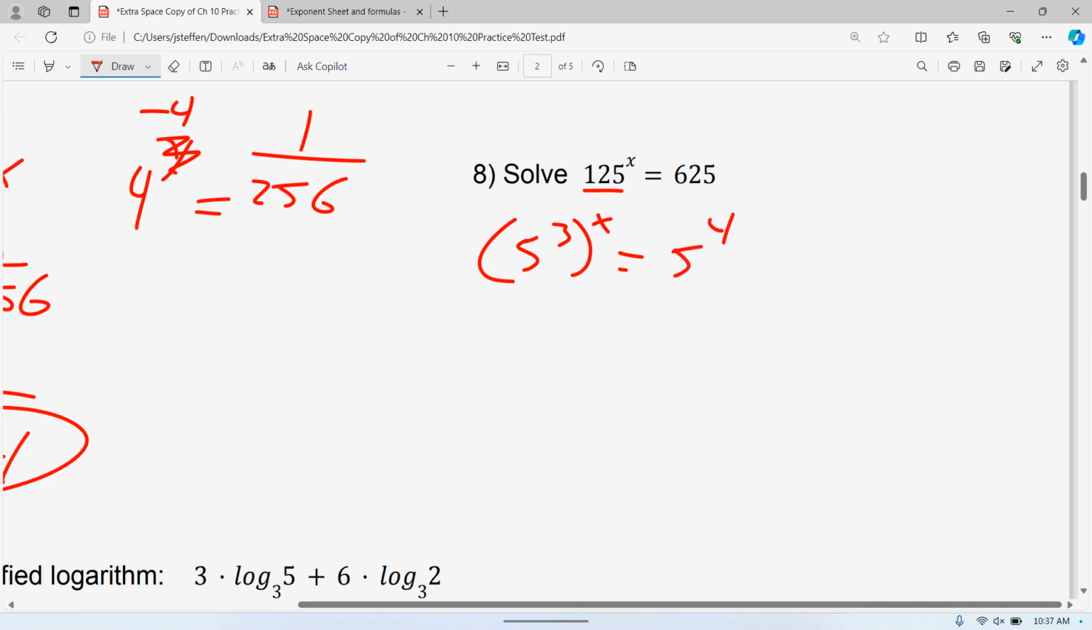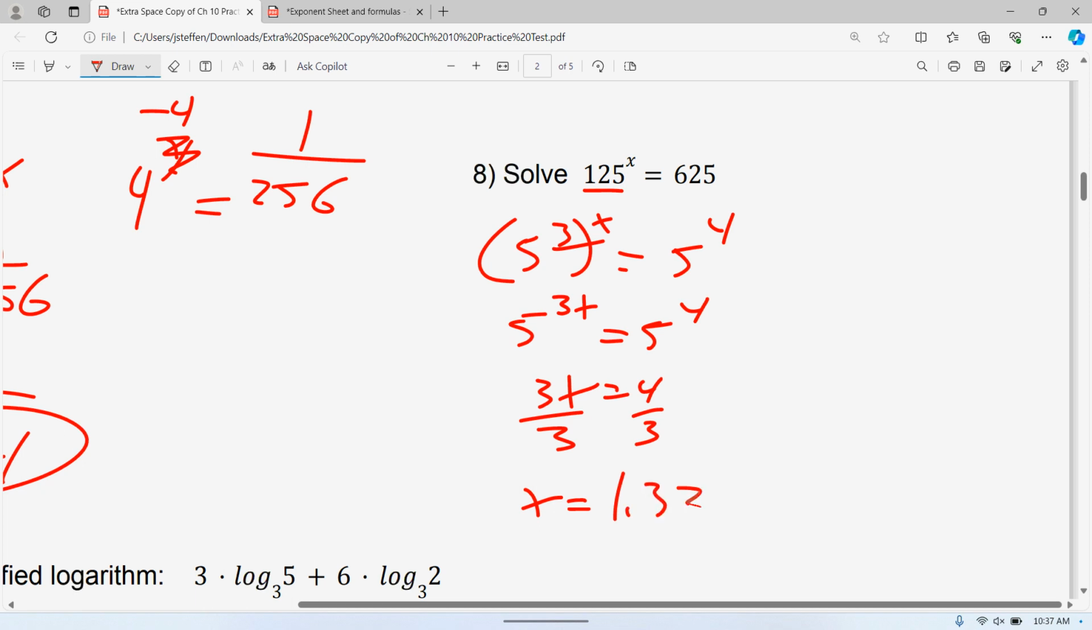Multiply this out, so 5 raised to 3x is equal to 5 to the 4th, and since the bases are the same, now we can set the exponents equal. Divide by 3, x is equal to 4 over 3. I mean, you could leave it as that fraction, that's fine, or 1.33. I don't care which one you do.